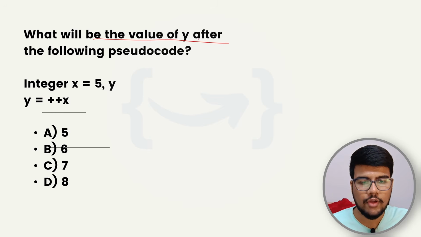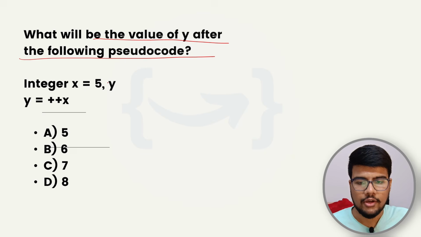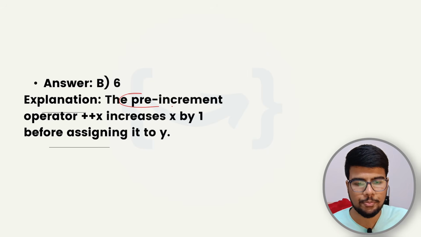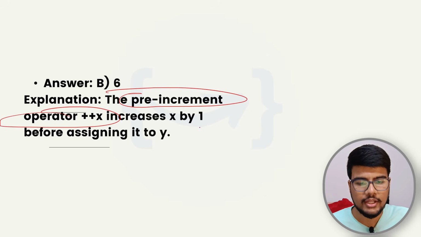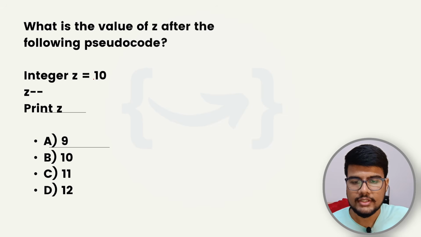What will be the value of y after the following pseudocode? Okay, x is 5. So what will be the value of y? I know it's 6 because it's a pre-increment. The pre-increment operator increases x by 1, assigning it to y. So z is equivalent to 10.